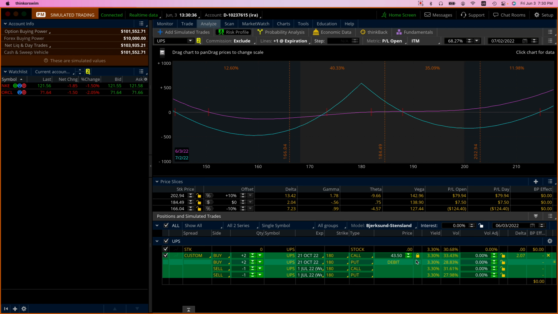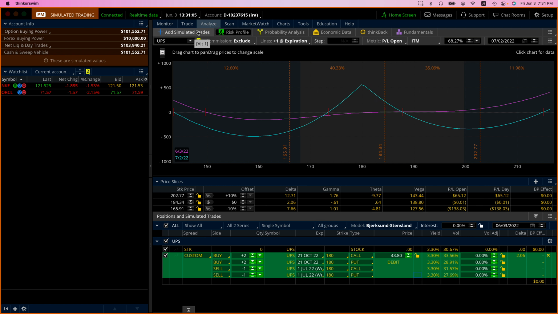Just to review, I'm selling 2, 1 call, 1 put front month options as close as I can get it to the strike price. The current price is 184. The strike price is 180. You could do 185 if you wish. I'm not going to bother with that. I think this is fine. And the long, I'm buying 2 long straddles, meaning 2 calls and 2 puts.